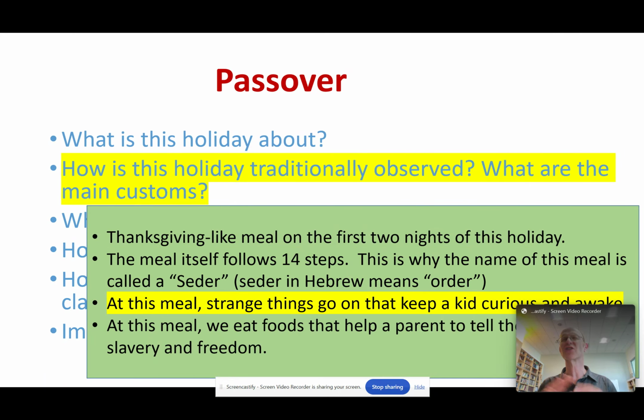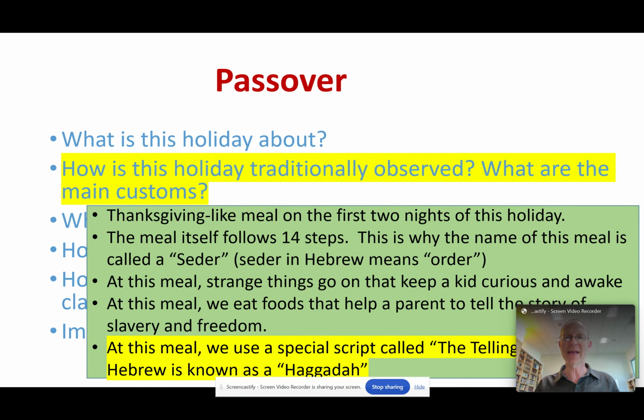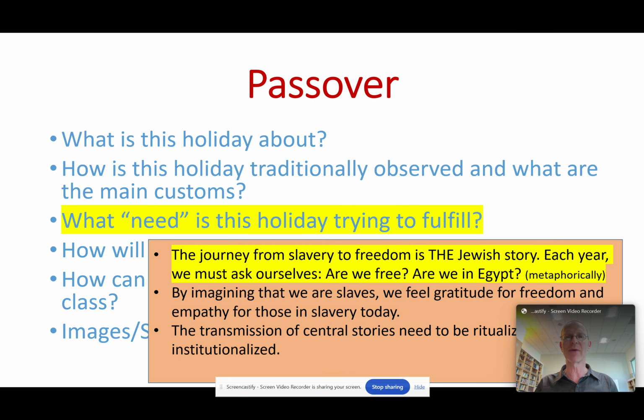And at the meal, we've got strange things going on, so kids will wonder what's going on and ask questions. And once those questions are asked, parents can say, it's because we were once slaves and now we are free. And we eat foods during that Passover meal, during that Seder, to help tell the story. We kind of eat our story. We eat things that say, oh, that reminds me of this, that reminds me of that. And that meal has a special script for the telling, called the Haggadah, and the meal itself is called a Seder.